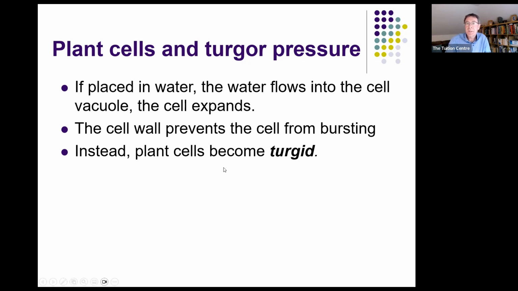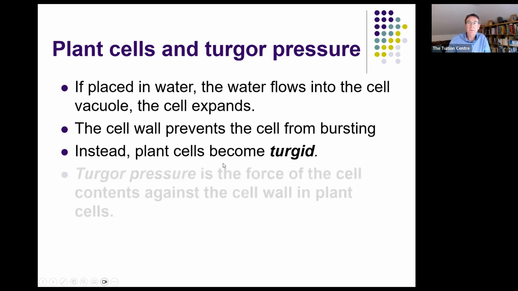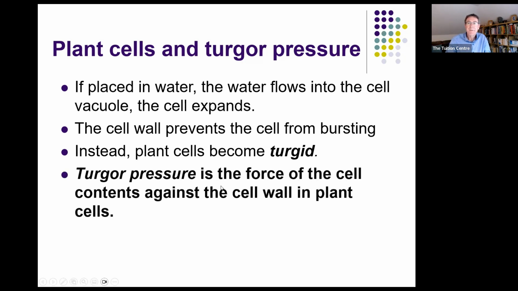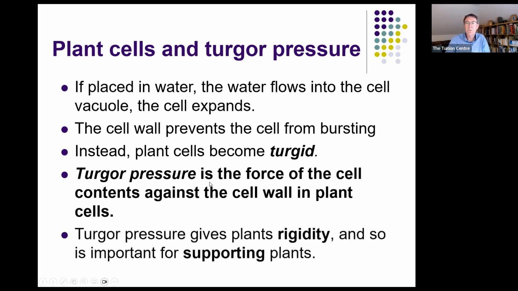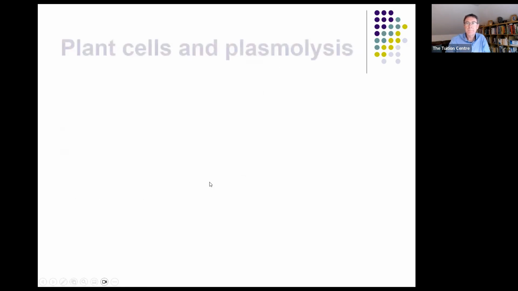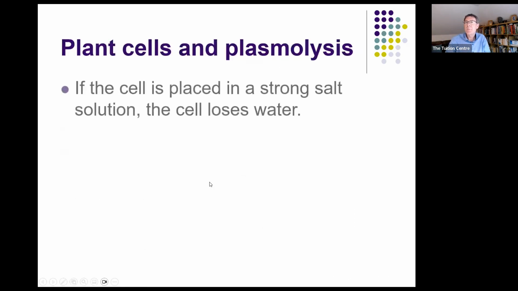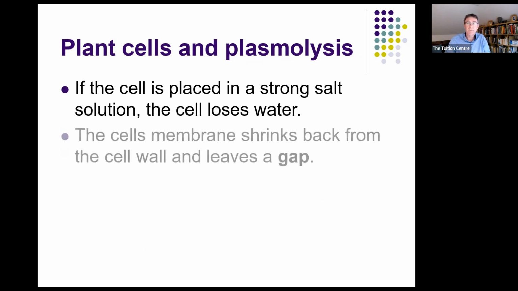And it has specialized transport systems as well to carry the water all around the plant. So we'll see how that works in a second. So turgor pressure. Turgor pressure is the force of the cell contents against the cell wall in plant cells. And it's, as I said, due to osmosis, right? Of course, if you put a cell into strong salt solution, you get the opposite. In other words, now it's not full of water, it's going to lose water by osmosis for the same reason.